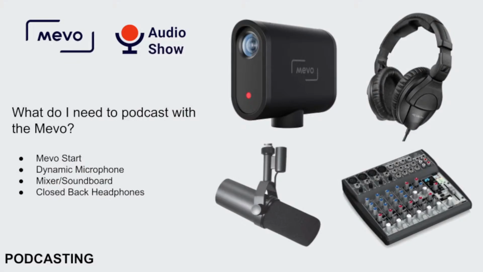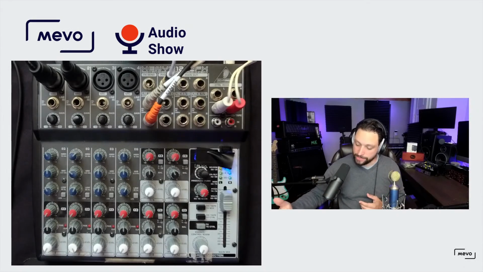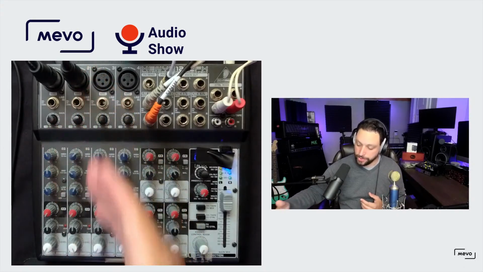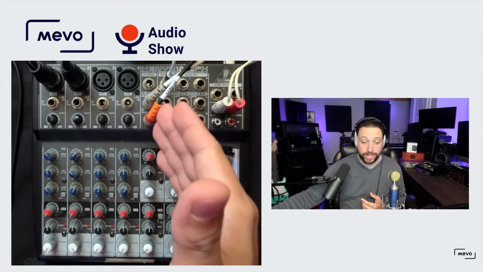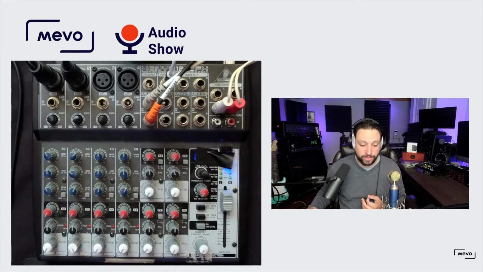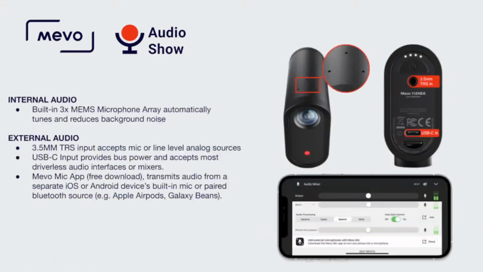Cool. And then the next thing is the mixer, right? So I have my, like I said, I have my SM7B coming into my mixer here on channel 2. And then my output from my mixer is going directly into the 3.5 millimeter input of the, oh, let me find it. There it is. Of the Mevo Start.